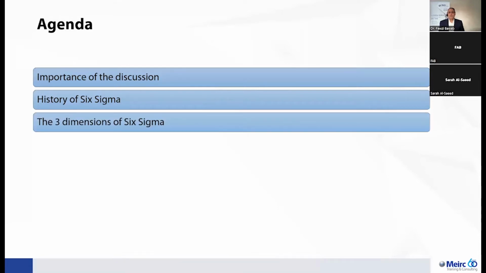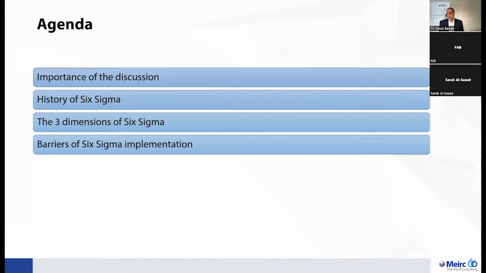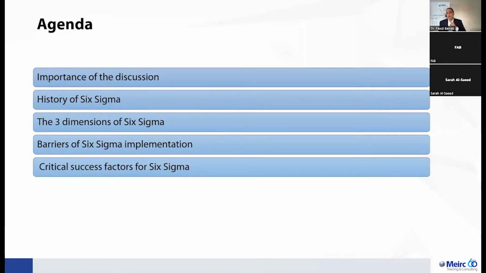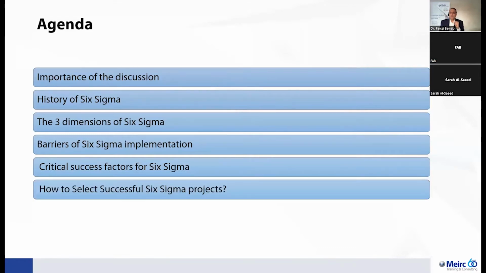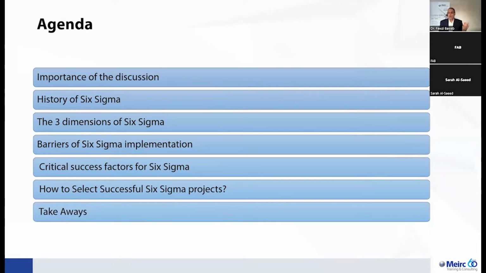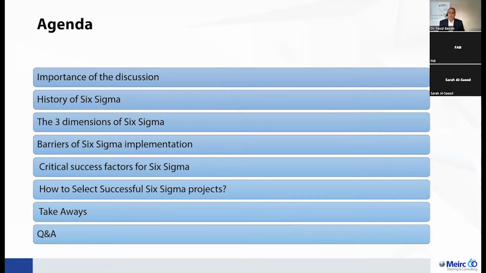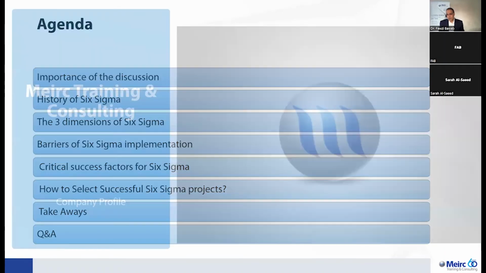So maybe a little bit of history, the 3 dimensions of Six Sigma, just to give some background for our participants. And then we will discuss some of the research on the barriers of Six Sigma. And then we will zoom into the critical success factors and specifically the one related to Six Sigma project charters, which basically include the selection and what we need to consider when we build that project charter. Takeaways at the end and hopefully some questions from your side, and I'll be ready to answer these questions. So with that in mind, let's get started.